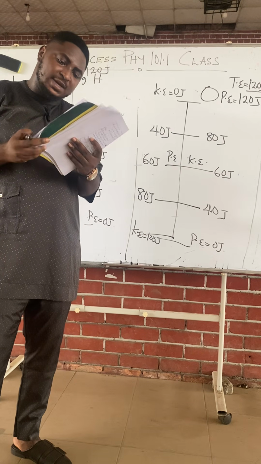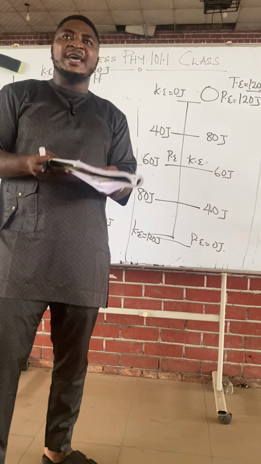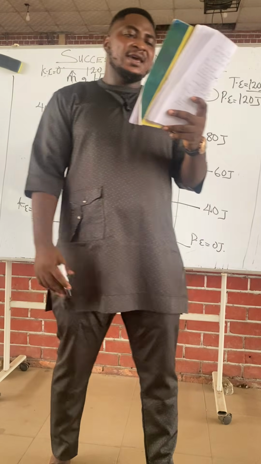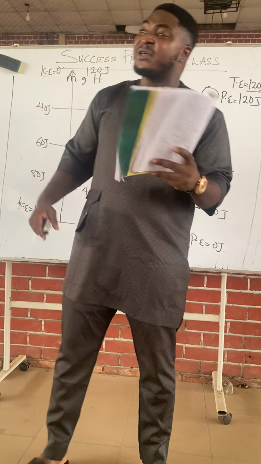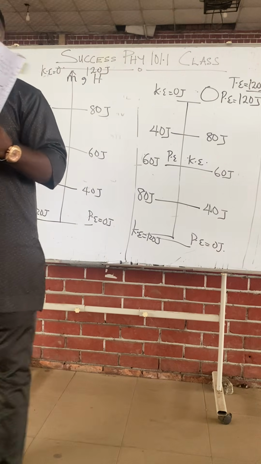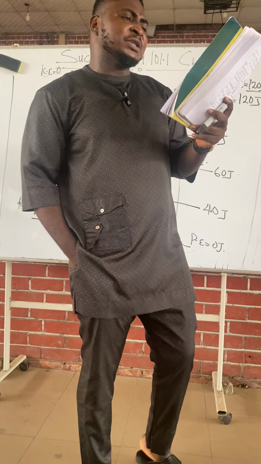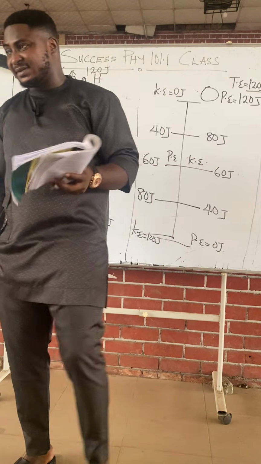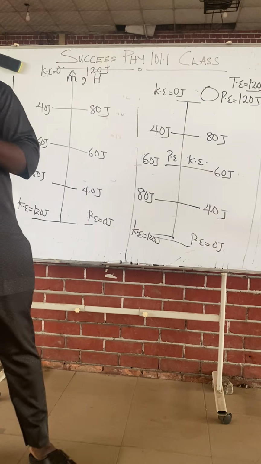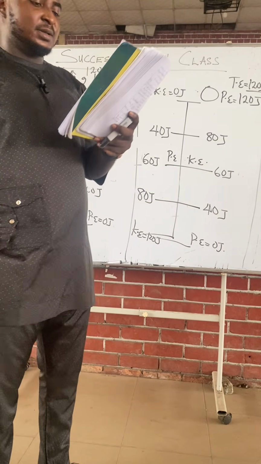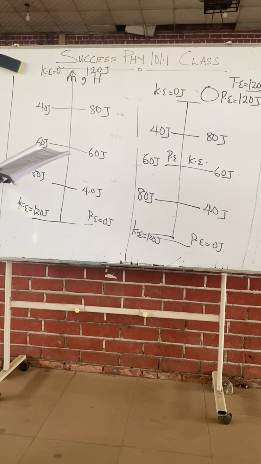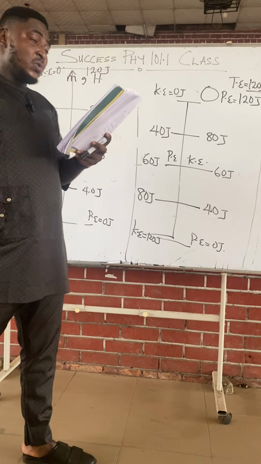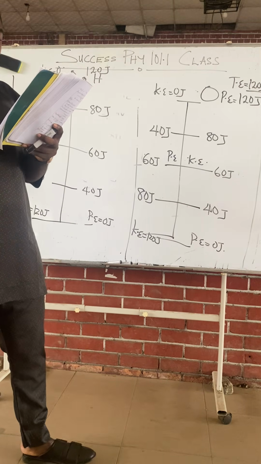Look at this one. A ball of mass 0.4 kg, another bonus. Every exam has simple and difficult questions. A ball of mass 0.4 kg is released from a height of 30 meters. What is the potential energy on impact to the ground?